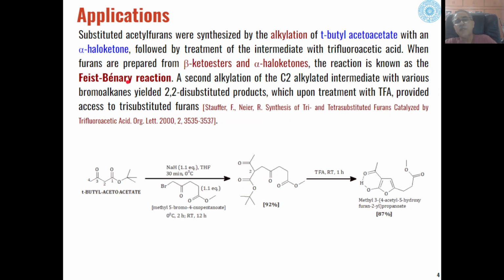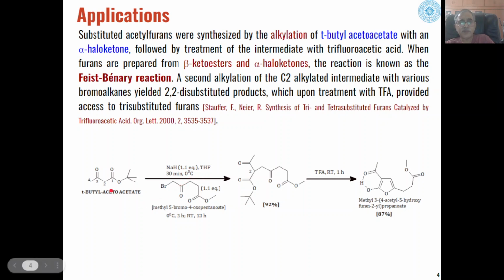Then the applications of acetoacetic ester synthesis are manifold in many types of organic reactions. For example, substituted acetyl furans can be synthesized by alkylation of tertiary-butyl acetoacetate. So this is tertiary-butyl acetoacetate, and if we use 1.1 equivalent of sodium hydride as a base in tetrahydrofuran as the solvent at a low temperature of the order of 0 degree centigrade.